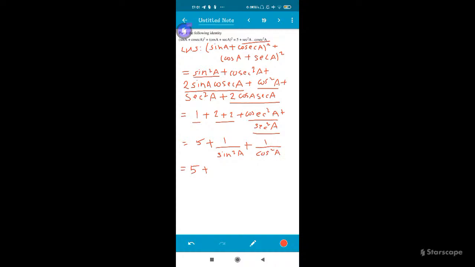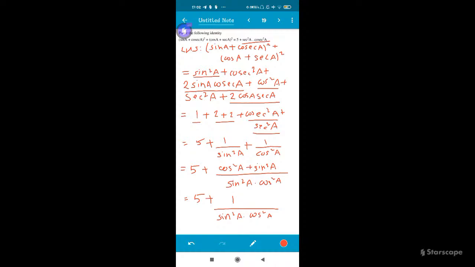Now I will just consider these two fractions because I have got 5, so I am not going to do anything with it. The LCM will be sine square A into cos square A, and in the numerator I will get cos square A plus sine square A. So we have 5 plus, we know cos square A plus sine square A is 1, so 1 divided by sine square A into cos square A.